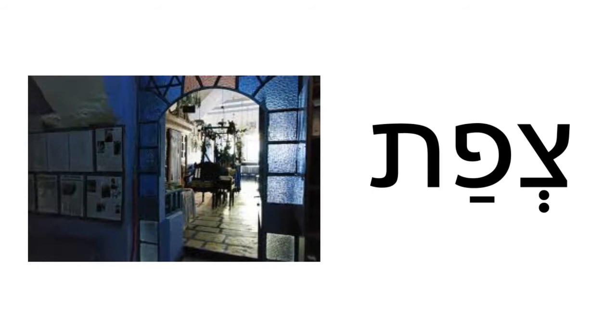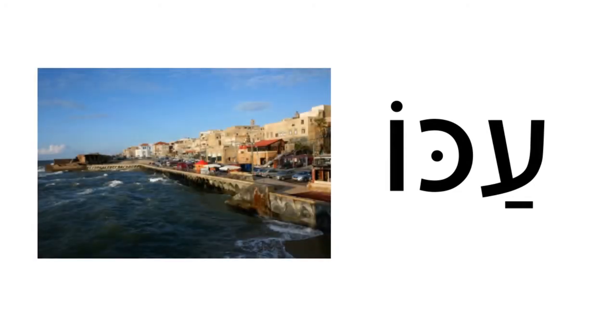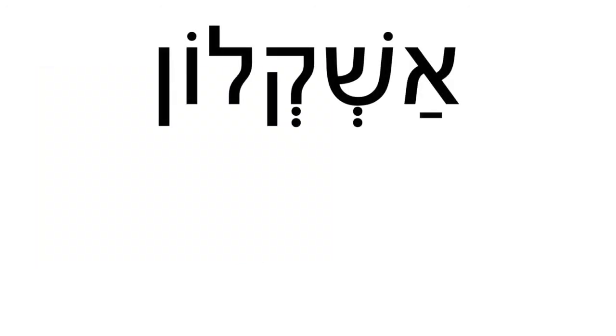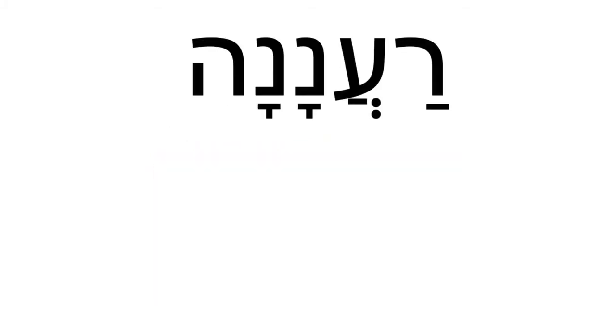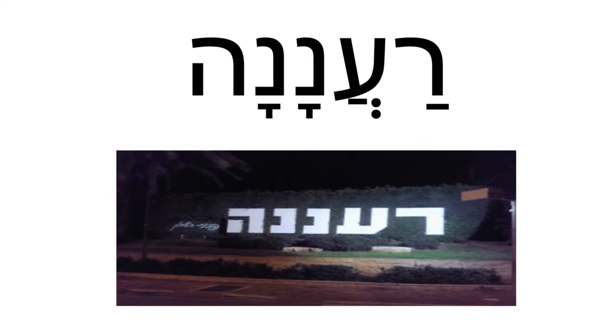And this one. Tzfat, or Safed. And this one. Akko, or Acre. And this one. Ashkelon. What does this one say? Ra'anana.